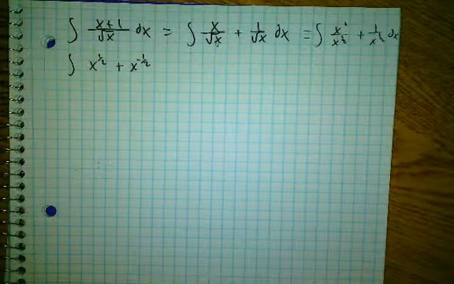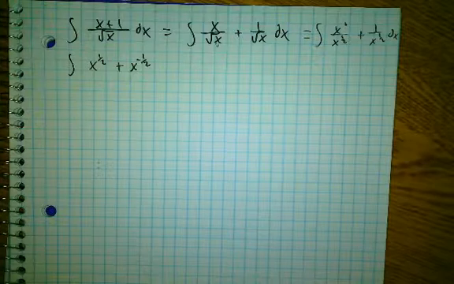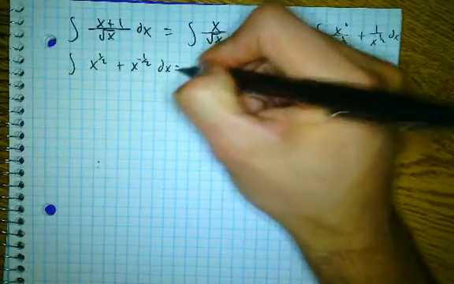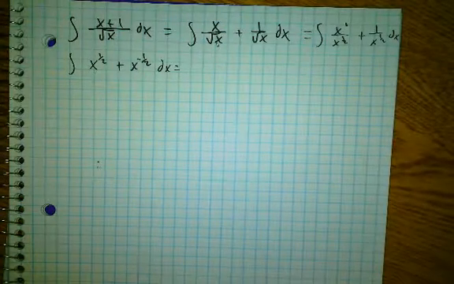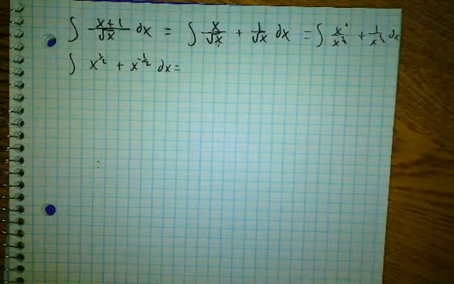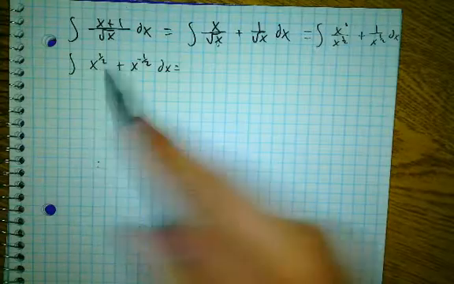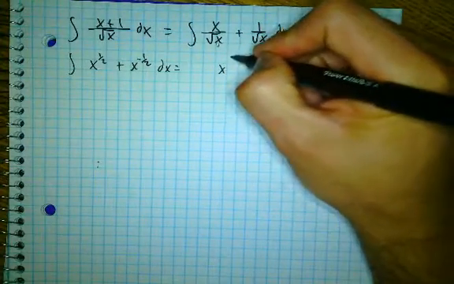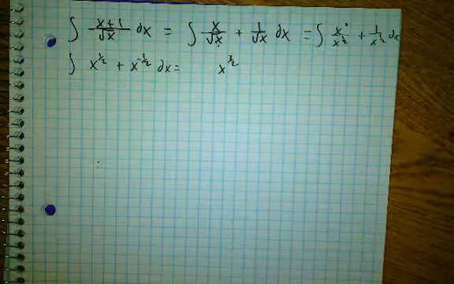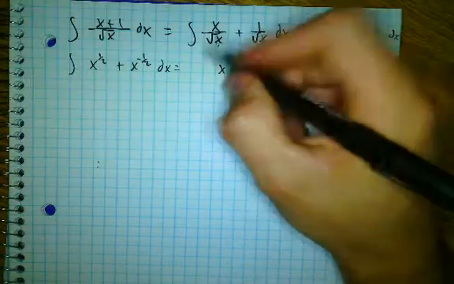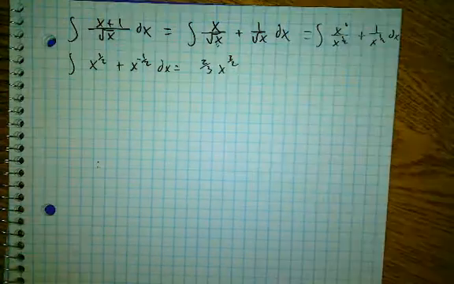So, add 1, x to the 3/2, and divide by that, so it becomes 2 over 3. Agreed? Plus, add 1, that's x to the 1/2, and divided by that. 1 divided by 1/2 is 2, plus c.